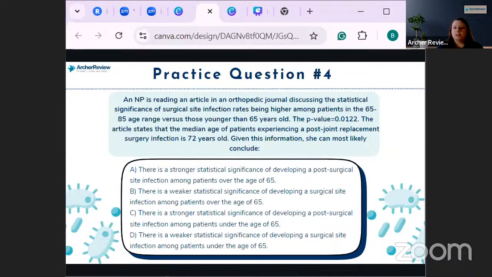A, there's a stronger statistical significance of developing a post-surgical site infection among patients over the age of 65. B, there's a weaker statistical significance of developing a surgical site infection among the patients over the age of 65. C, there's a stronger statistical significance of developing a post-surgical site infection among patients under the age of 65. Or D, a weaker statistical significance of developing a surgical site infection among patients under the age of 65.